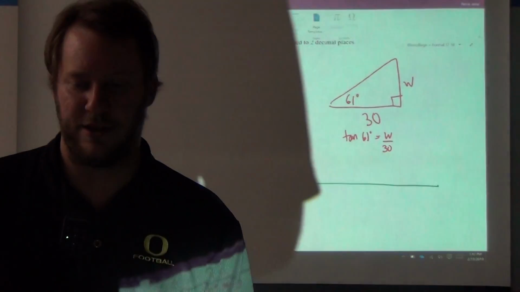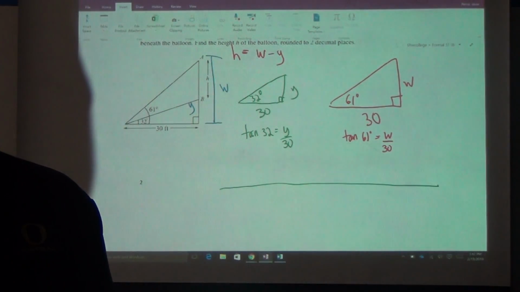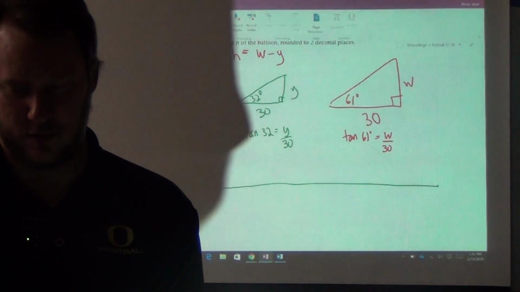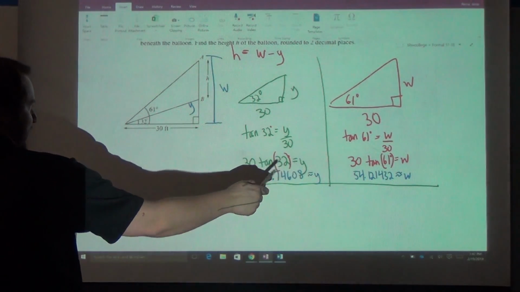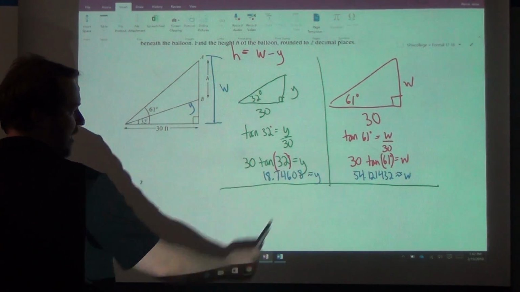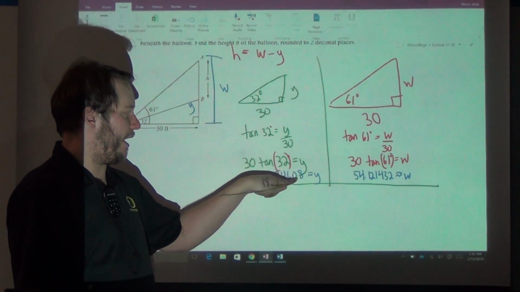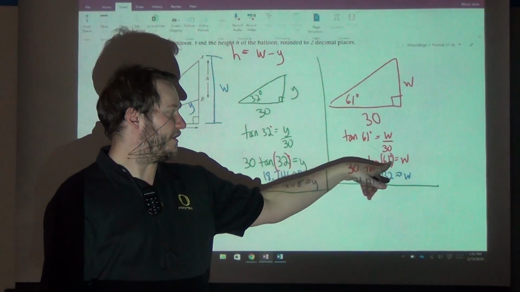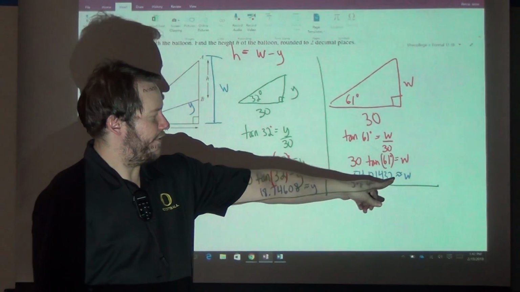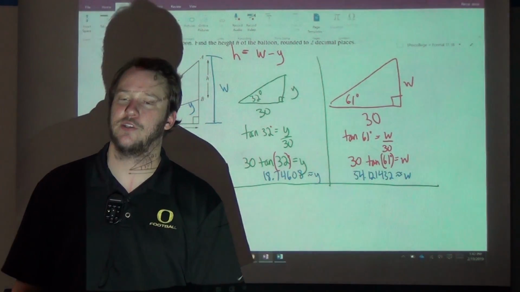Would you go ahead and pause in 3, 2, 1 and see if you can get the algebra? And unpause. Hopefully you got that 30 times the tangent of 32 equals Y. That gives you Y, about 18.74608. I'm going to have you write this one all the way out so that I can help you with getting accurate answers. And then 30 times the tangent of 61, which is going to give you W approximately 54.121432.